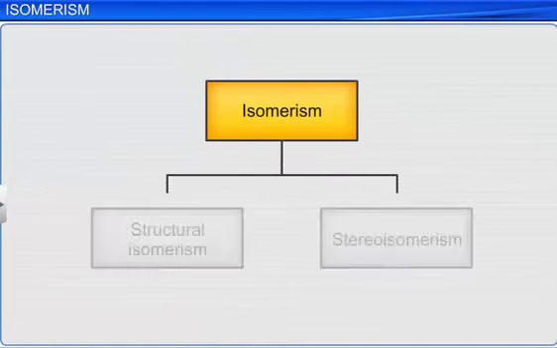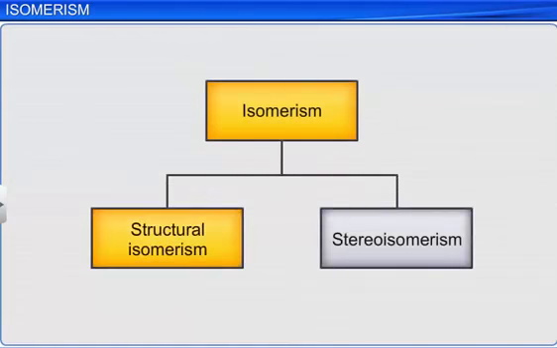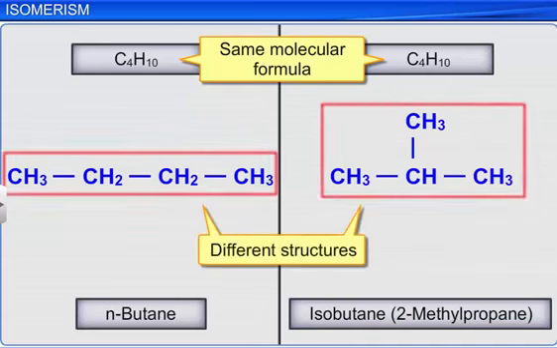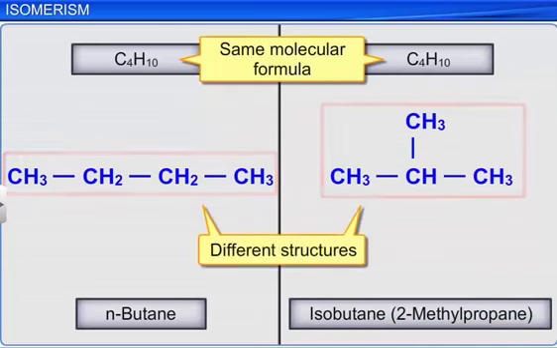Isomerism can be of two types: structural isomerism and stereoisomerism. The compounds that have the same molecular formula but different structures are known as structural isomers, and the phenomenon is known as structural isomerism. For example, in N-butane and isobutane, the molecular formula is same but their structures are different. Thus, they are structural isomers.